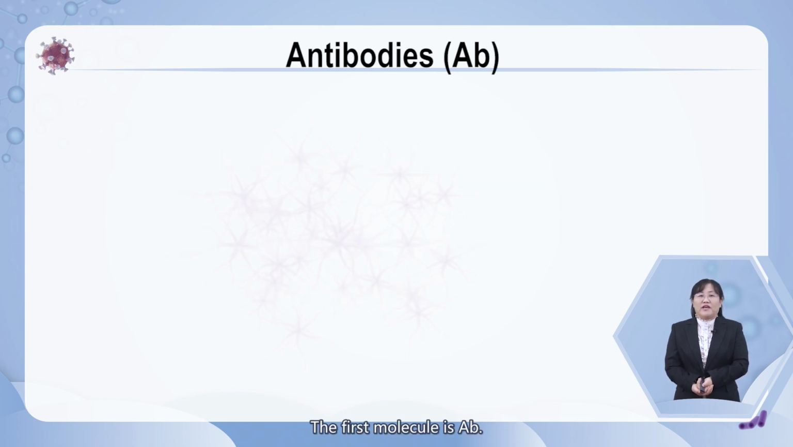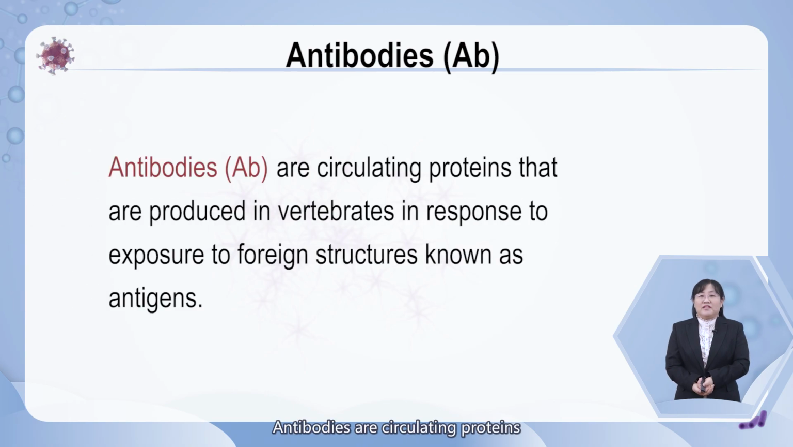The first molecule is antibody. Antibodies are circulating proteins that are produced in vertebrates in response to exposure to foreign structures known as antigens. All antibodies belong to immunoglobulins. Antibodies are the mediators of human immunity against all classes of microbes. We only introduce the structure and functions of antibodies.